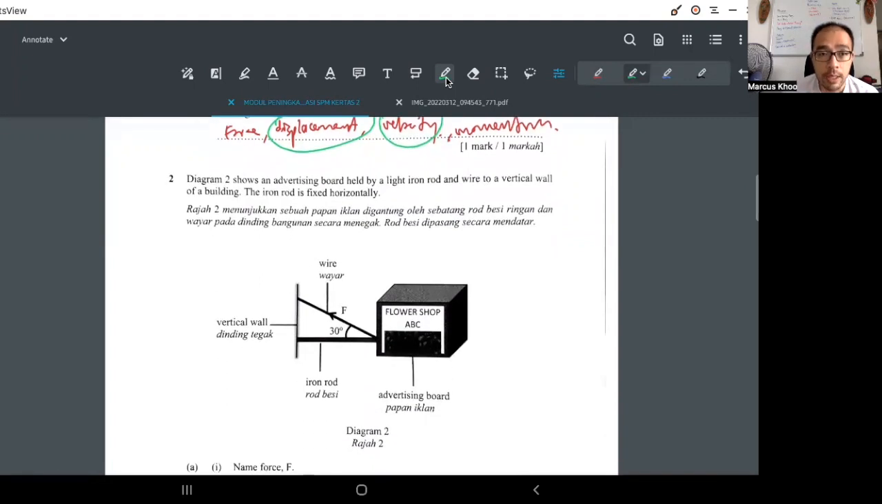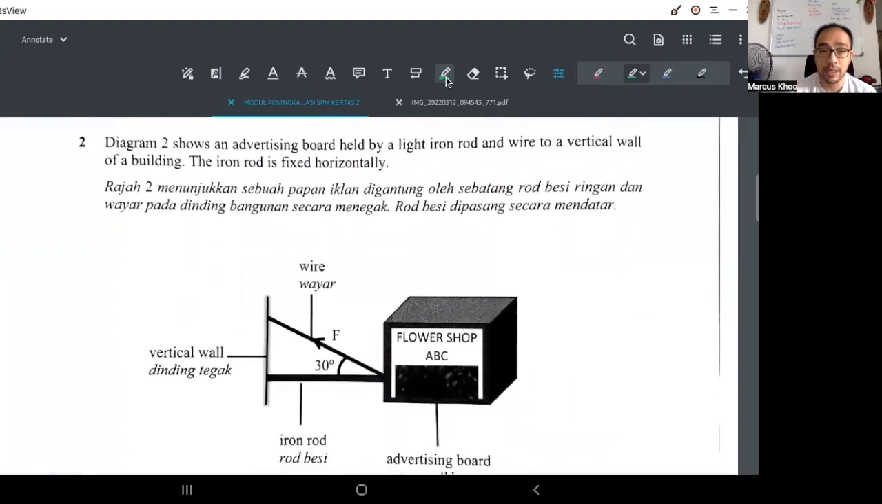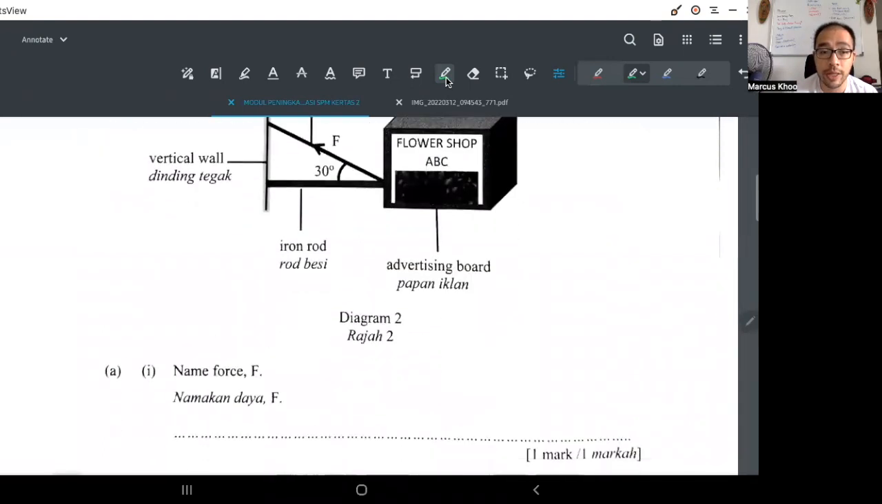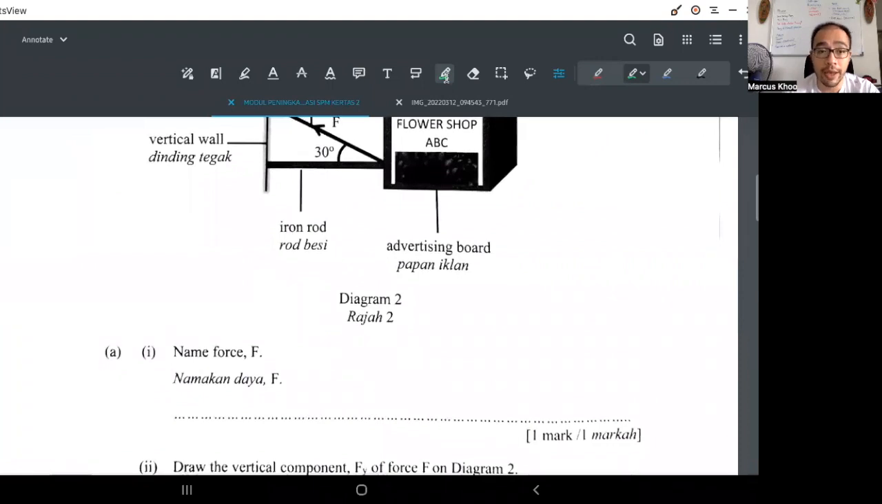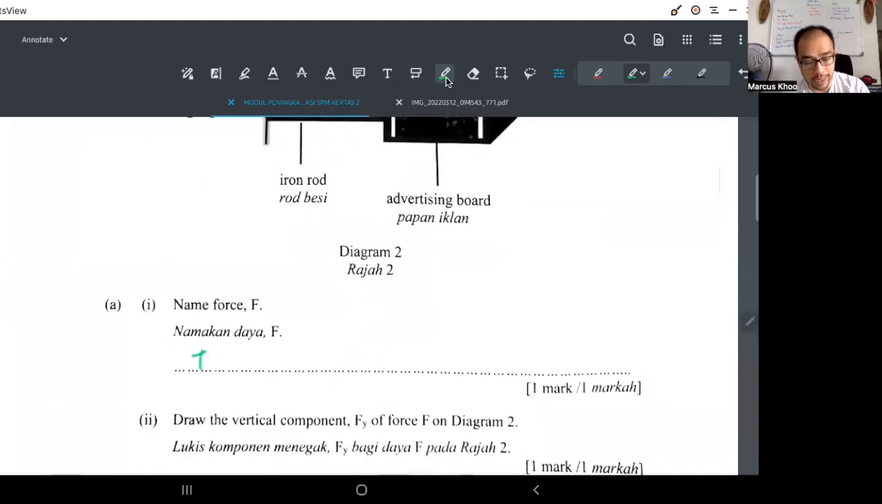Diagram 2 shows an advertising board held by a light iron rod and wire to a vertical wall of a building. The iron rod is fixed horizontally. The wire is here, and it makes a 30-degree angle with the iron rod. So name the force F. Because this is a wire, it will be tension. String, wire, anything that is pulling will always have a certain tension.